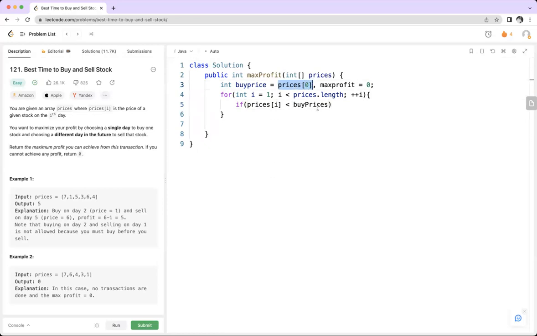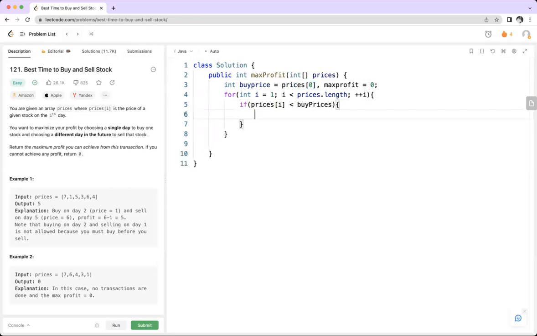then we are going to set the buy price equal to prices[i]. Else if, what we are going to do, we are going to check one thing.